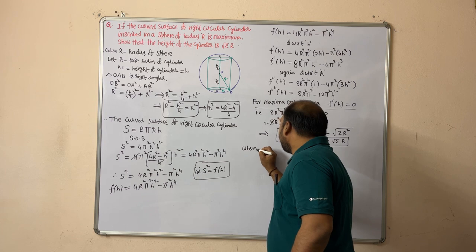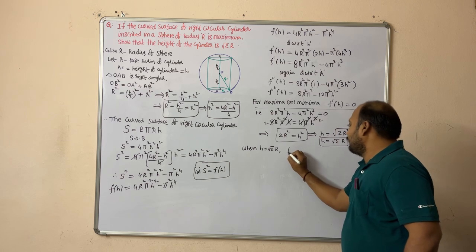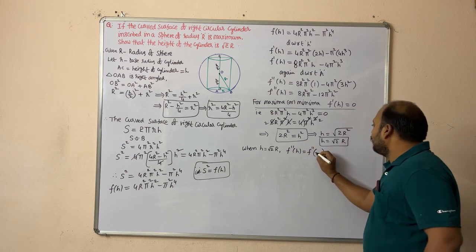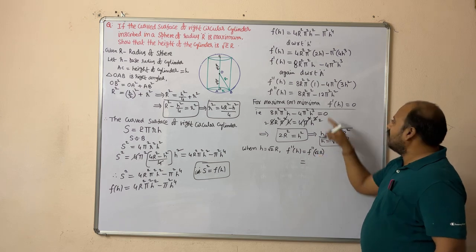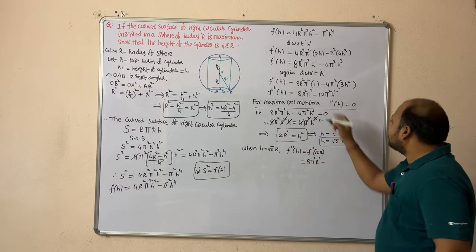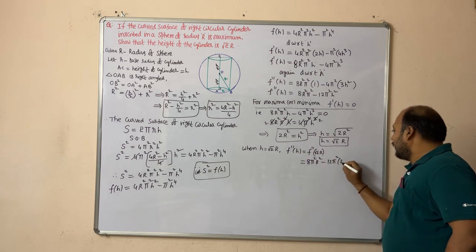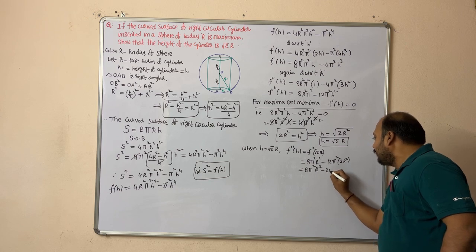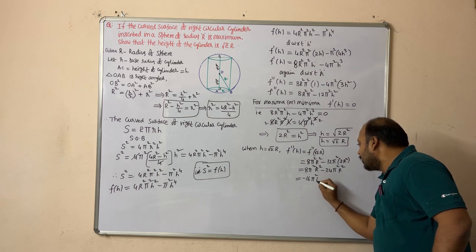When H is equal to root 2R, we need to verify f double dash. f double dash of H, in place of H, root 2R. So in place of H, you replace with root 2R. This becomes 8 pi square R square minus 12 pi square into, in place of H square, 2R square. So it is equal to 8 pi square R square minus 24 pi square R square, which is equal to minus 16 pi square R square.